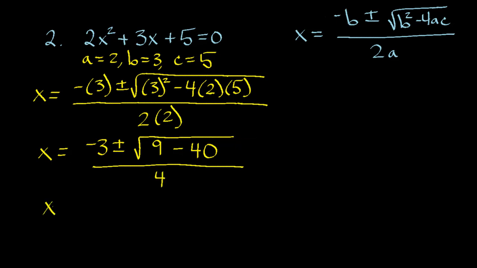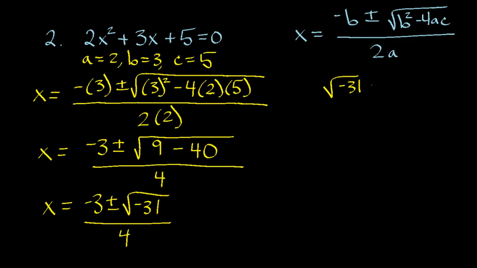Simplifying under the radical, we get negative 3 plus or minus square root of negative 31 all over 4. Now 31 has no perfect square factors, so 31 cannot be broken down further. However, square root of negative 31 can be written as square root 31 times square root of negative 1. And the square root of negative 1 is defined to be the imaginary number i. That's what we want to do next, is make this substitution. So this is not our final answer.